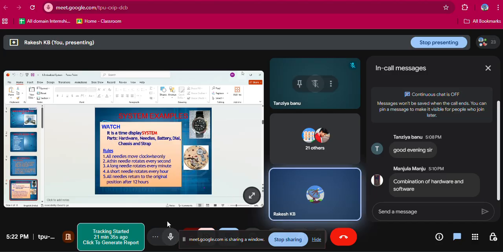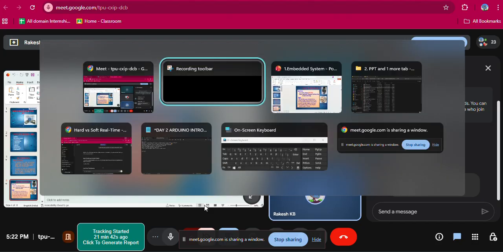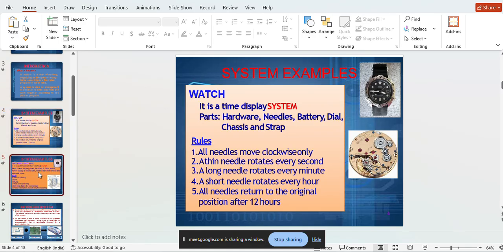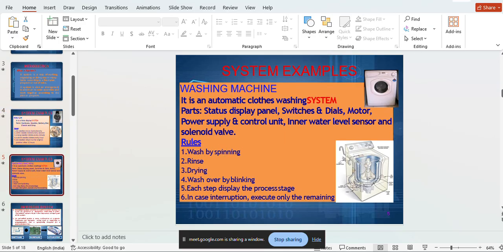Okay, so this is one example for the system. Then there is another example, that is the washing machine. As I told you, the system works based on rules. Here the washing machine is an automatic cloth washing system.